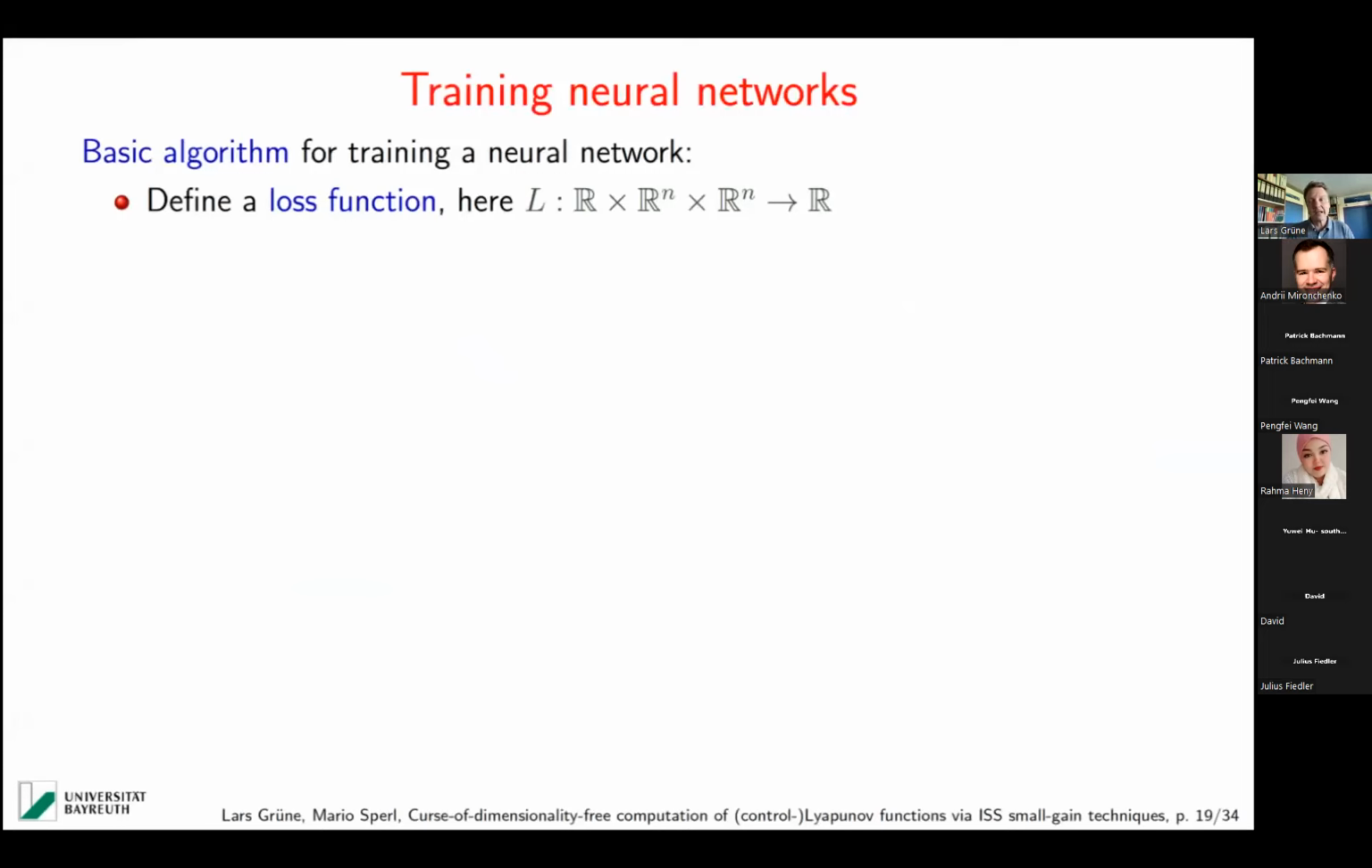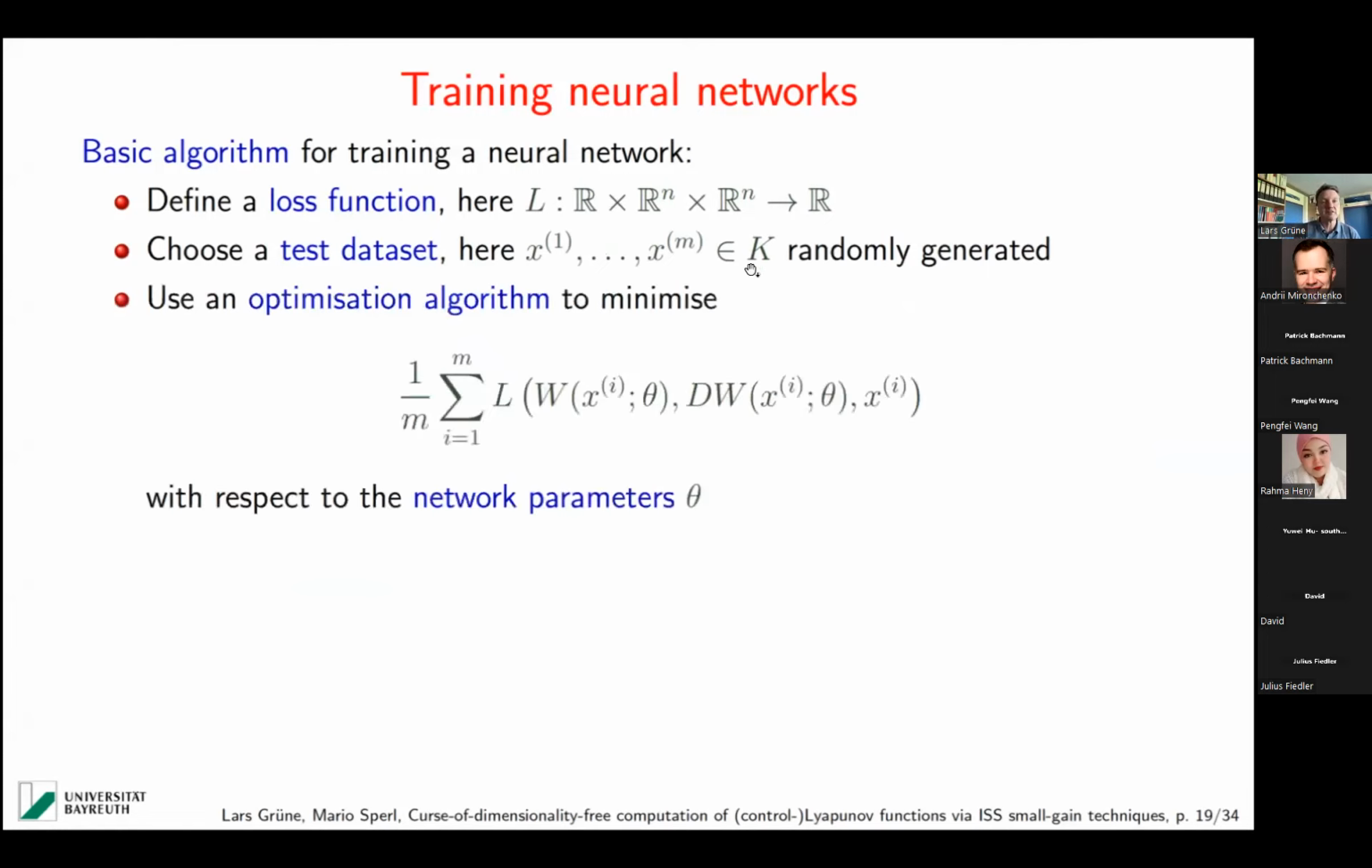Yeah, so the basic algorithm for training a neural network is we define a loss function, which penalizes the deviation from what we want to have. We choose a test data set. In our case, these were just randomly generated vectors from a certain compact subset of the state space. And then we use an algorithm to minimize this Monte Carlo-like expression, right? So the L at the test points, with respect to the network parameter theta.